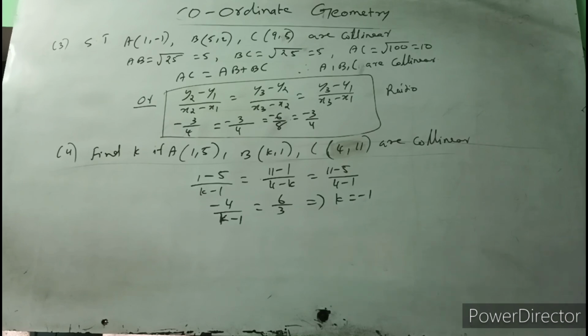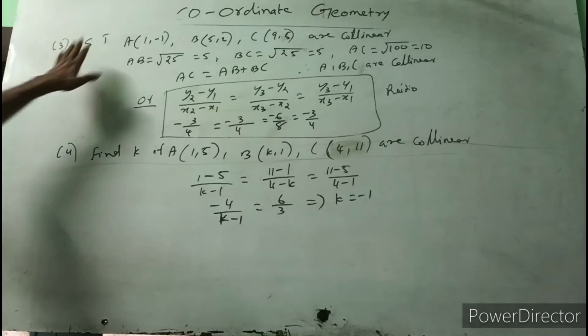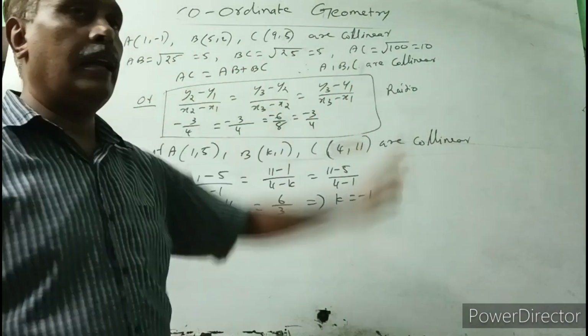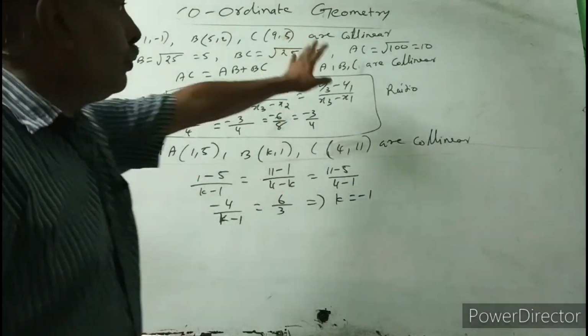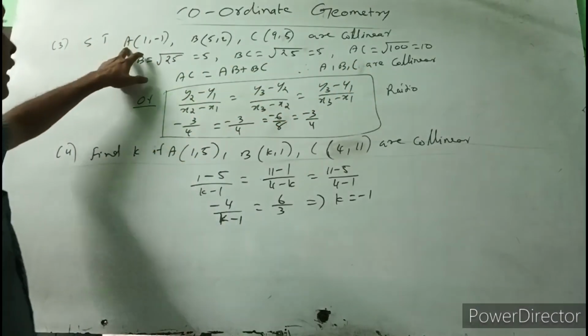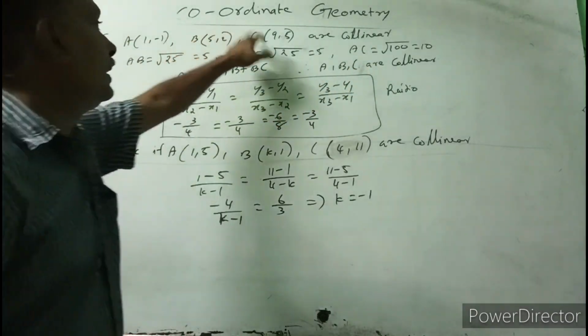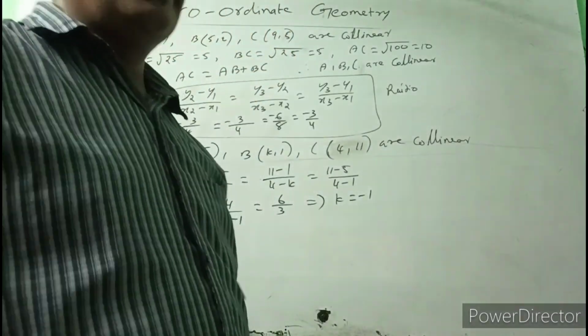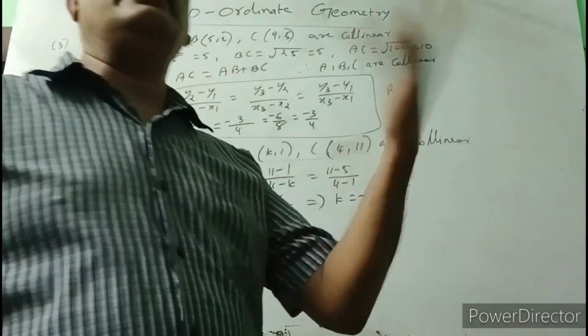Let us see some other questions. Not too important for the board exam, but may come in school exams. Now, three points are collinear. Collinear means they lie on the same line. A, B, C lie on the same line. To prove that they're collinear, we find the three distances AB, BC and AC. And you may see that if they are collinear, if we add any two, you will get the third one.